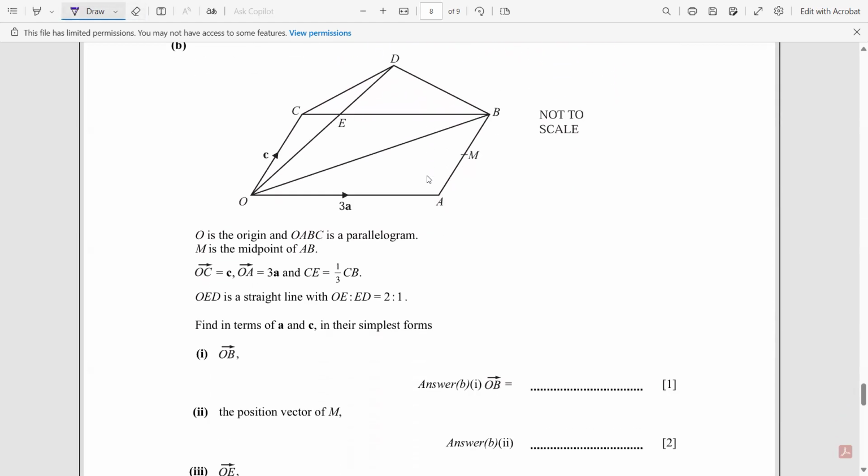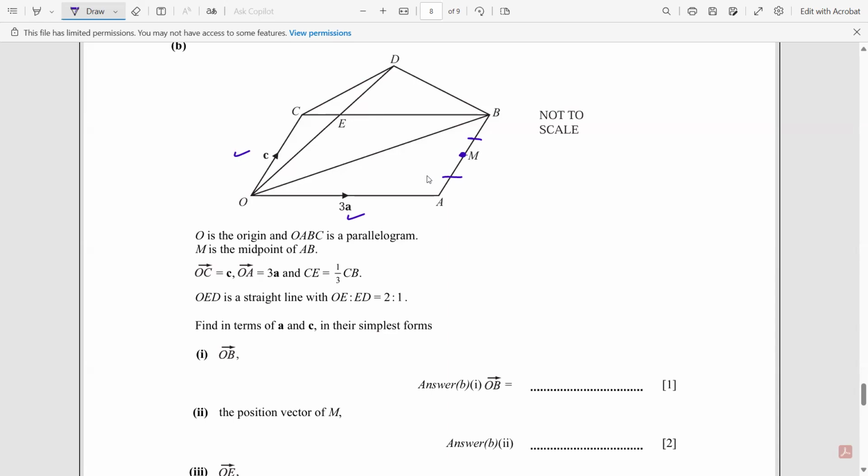Now I have a parallelogram. O is the origin and OABC is a parallelogram. M is the midpoint of AB. M is the midpoint, these two parts are equal. OC is C and OA is 3A, this vector and this vector are given.